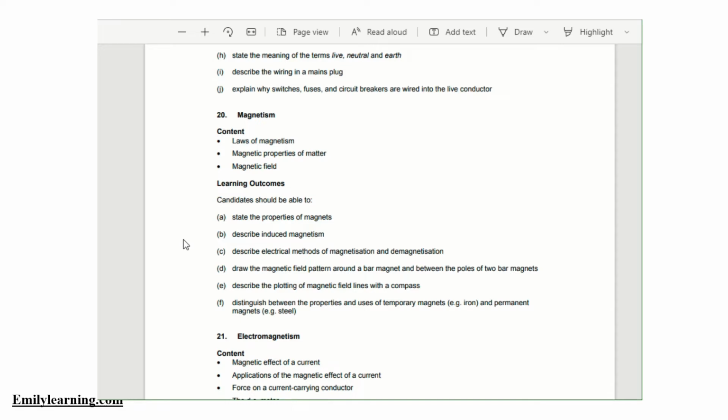So here we are at this section of the syllabus. For this chapter, it is on magnetism. So what would you need to know for this chapter? Well, firstly, you need to be able to state the properties of magnets. So basically, what are the properties of magnets? Well, magnets are able to attract magnetic materials.